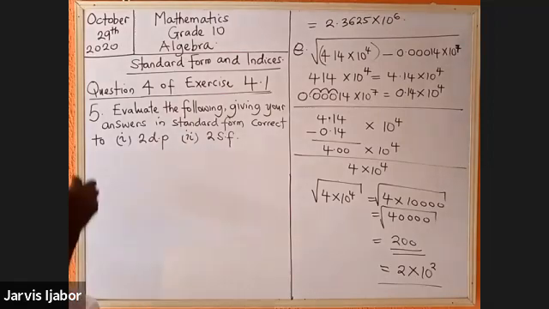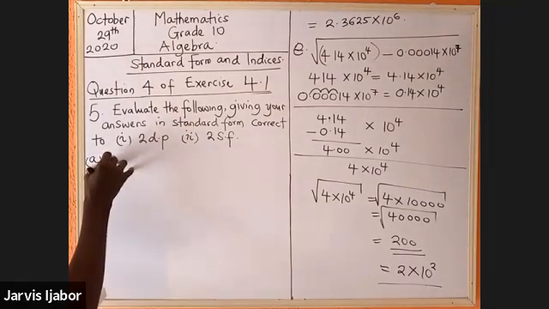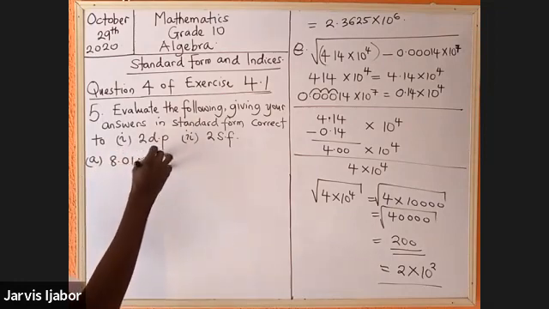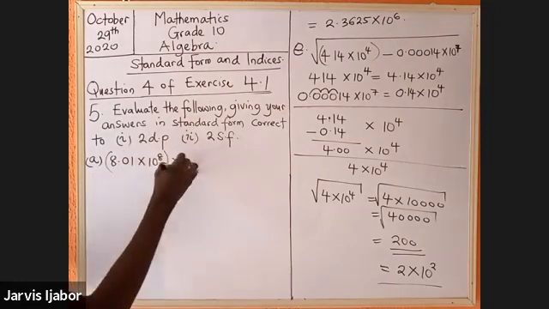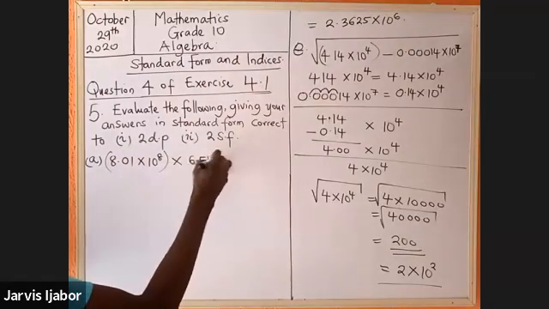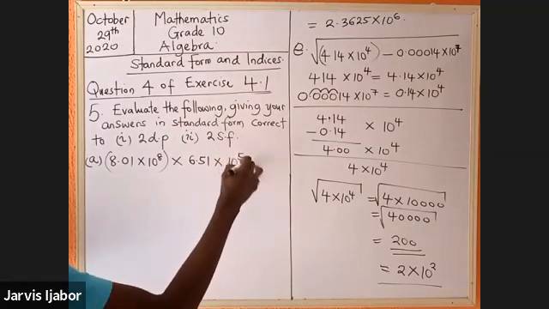There are 3 questions there. A says 8.01 times 10 raised to the power of 8 times 6.51 times 10 raised to the power of 5. All right.